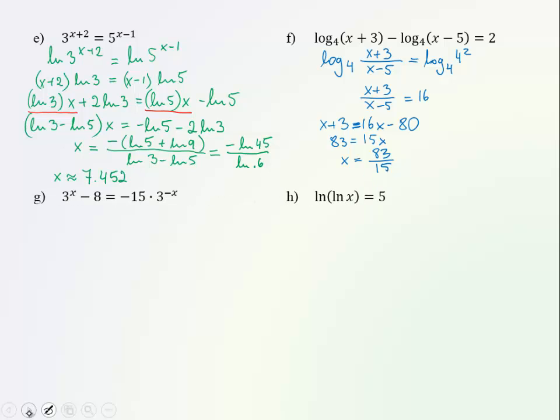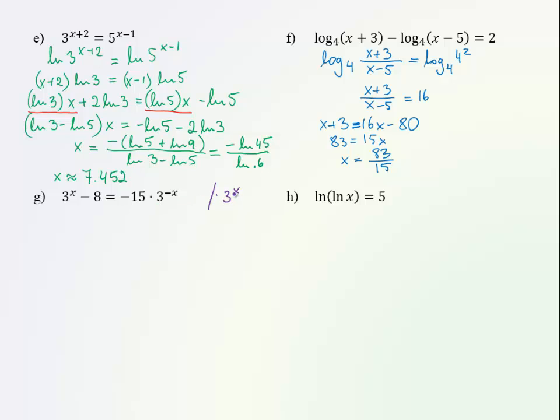The next example is quite interesting. We have 3 to the x, then a free number, and on the other side, a coefficient times 3 to some other exponent. Well, in this case, the strategy is to multiply the whole equation by 3 to the x. Why? Well, we want to get rid of this negative in the exponent. So if we multiply by 3 to the x, we'll have to add exponents, which will turn out to be 0, so we won't have a negative exponent anymore.